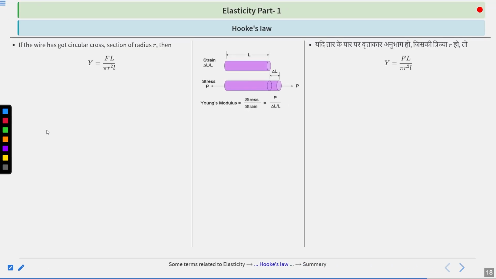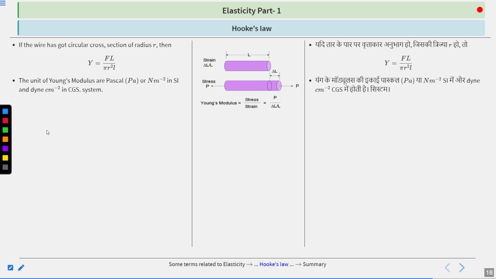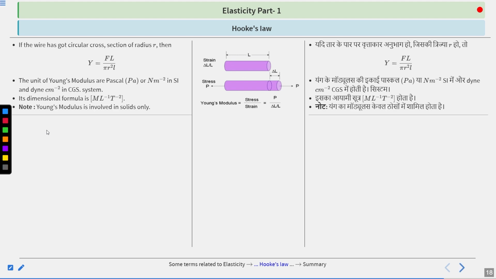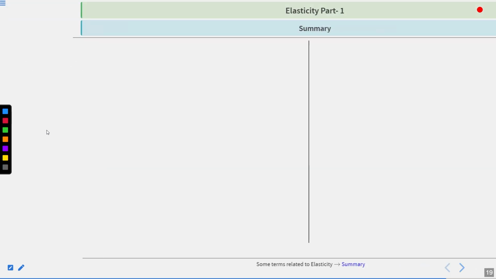If the wire has a circular cross section of radius r, then Y equals FL by pi r squared l. The unit of Young's modulus is pascal or newton per meter squared in SI and dyne per centimeter squared in CGS. Its dimensional formula is M L to the power minus 1 T to the power minus 2. Note: Young's modulus is involved in solids only.